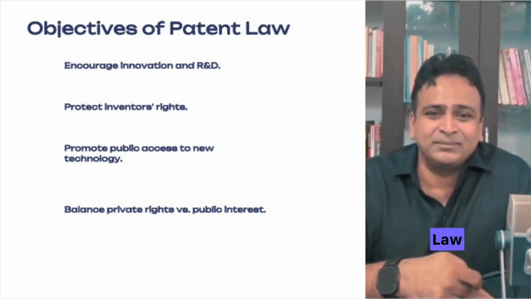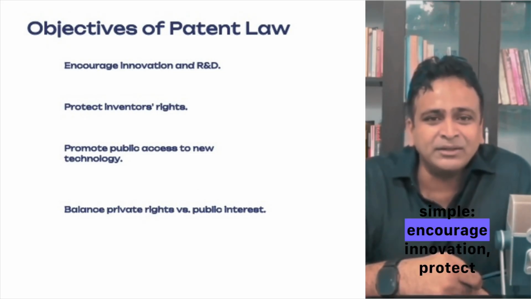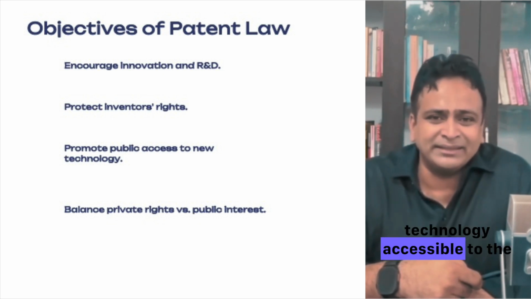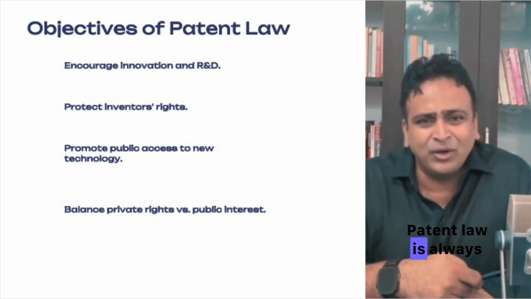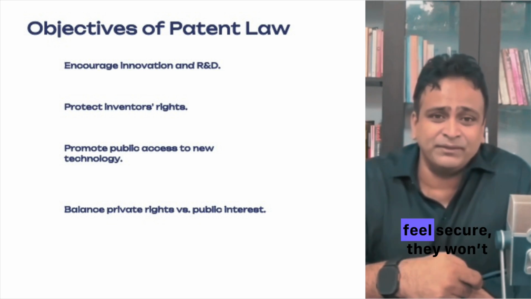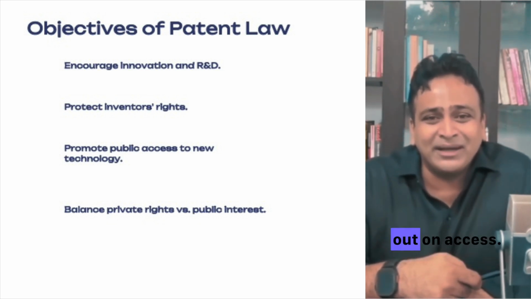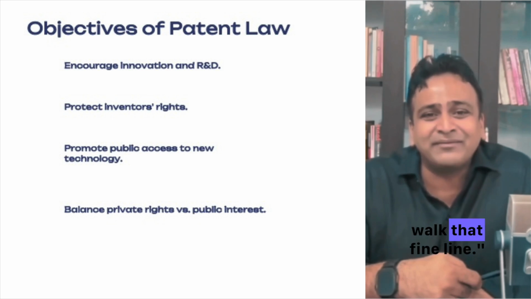Objectives of patent law. The key objectives are simple: encourage innovation, protect inventors, and at the same time, make new technology accessible to the public. Patent law is always about balance. If inventors don't feel secure, they won't innovate. But if protection is too strong, society loses out on access. The law tries to walk that fine line.